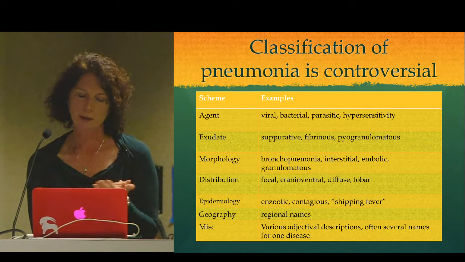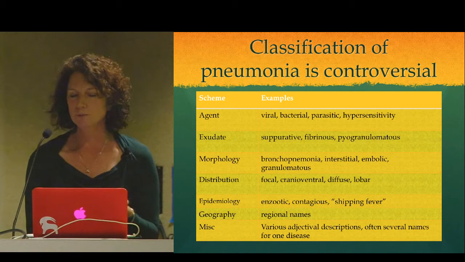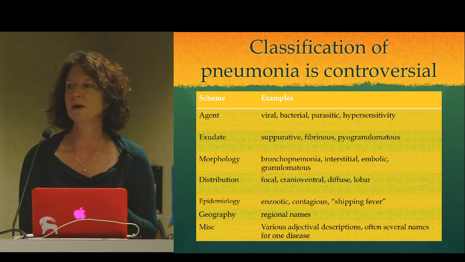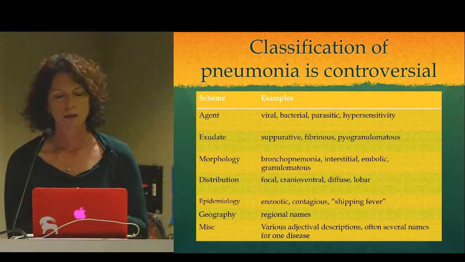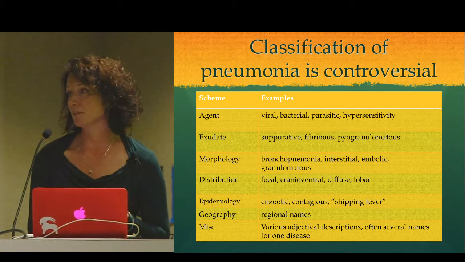If you're into population medicine and epidemiology, you start using terms like enzootic, contagious, or shipping fever, these kind of nebulous terms that we use to describe how they're acting in a population, which is very different from talking about how they are acting in a lung. And then we've got fun names that are geographical based on where this sort of disease happens, and those can be very colorful.